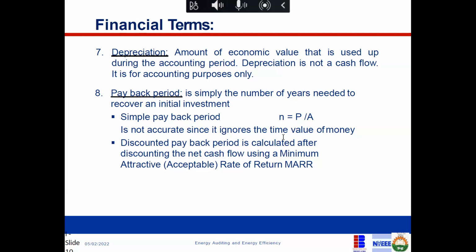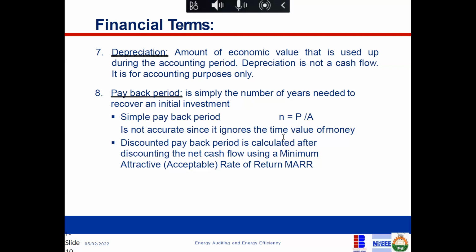We have 2 types of it: the simple payback period and the discounted payback period. The simple payback period is just not accurate because it ignores the time value of money. I bought a car for 2.5 million naira, and it gives me 500,000 every year. So if you say 2.5 million divided by 500,000, it gives me 5. That 5 is my payback period. In other words, it will take me 5 years to recoup the money on a straight line approach.